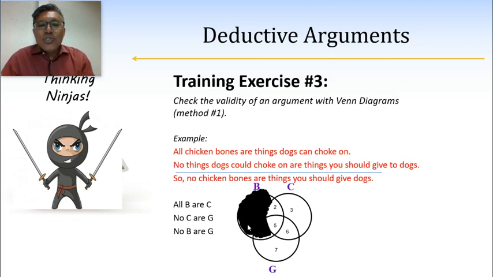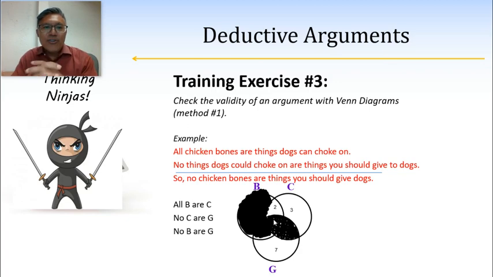How about no C's are G's? Okay, so here's our C circle. No C's are G's. Here's our G circle. Saying no C's are G's means that there are no 5 and 6s, right? Those two groups do not exist because we're told there are no C's that are also G's. So we get rid of 5 and 6. Okay, given the premises, this is our drawing.